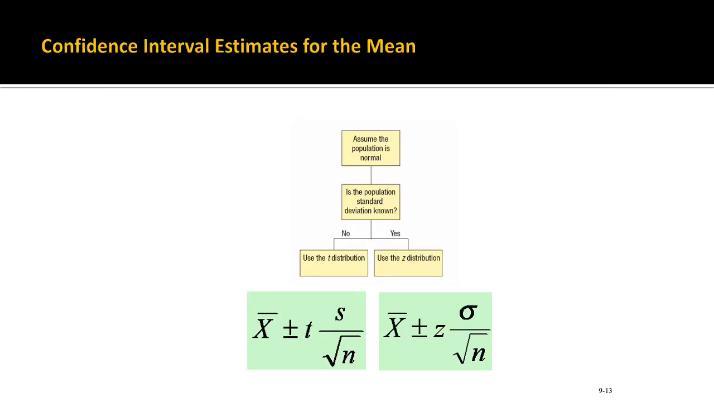So when do we use the z versus the t? There are a few different ways of thinking about this, but for simplicity and to follow the guidance of our book, we'll stick to this assessment. First question: is the population standard deviation known? If the answer is no, we go with a t distribution. If the answer is yes, we go with a z distribution.